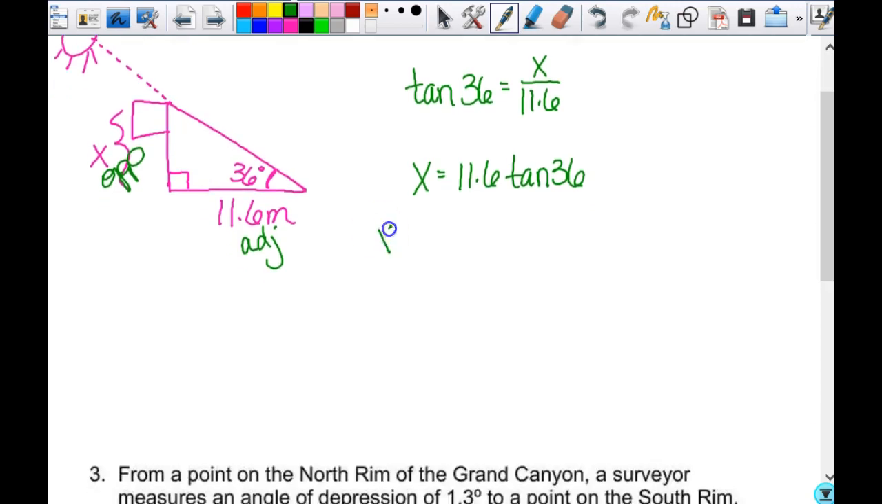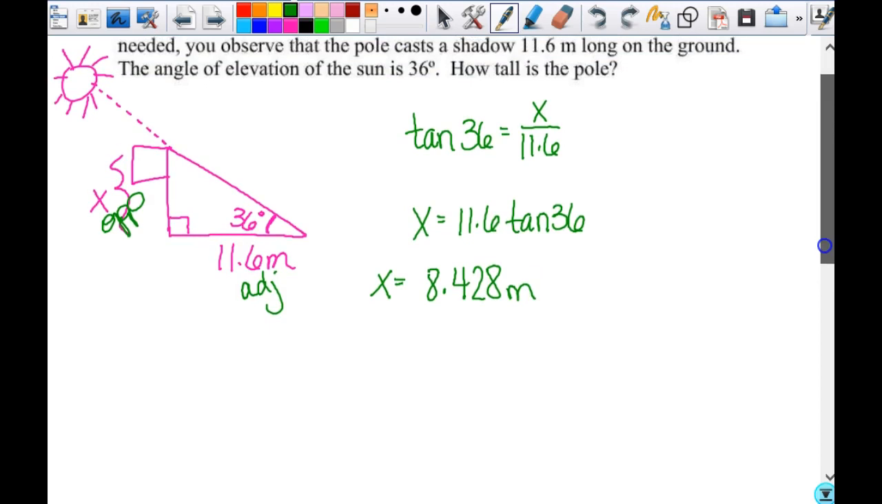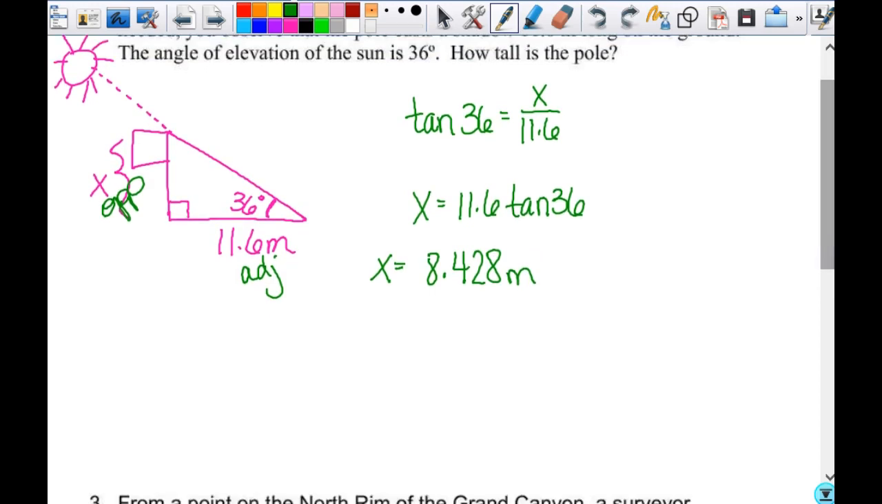So then I get that x equals 8.428. Y'all agree with that? Okay, so then that's x, but what it says is how tall is the pole? So I can write a sentence and say, you know, the flagpole is 8.428 meters tall, but at this point, I'm okay with you just giving me some words at this point. So 8.428 equals the height of the flagpole.